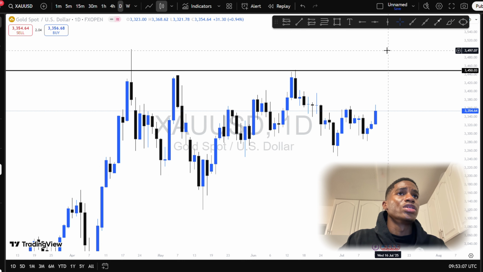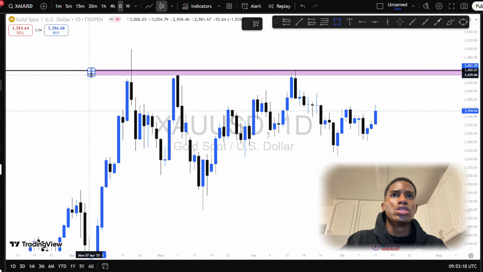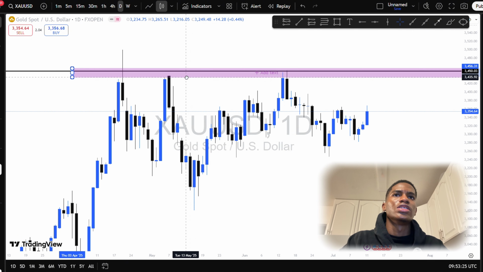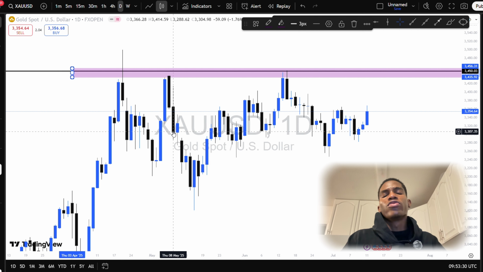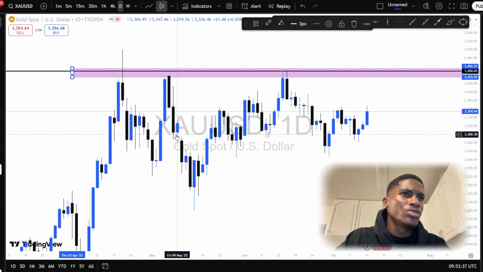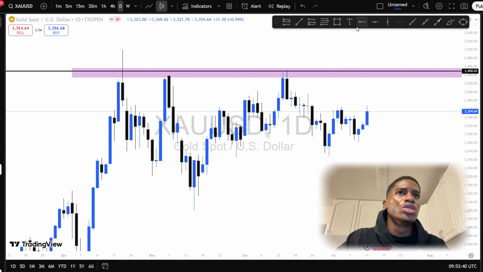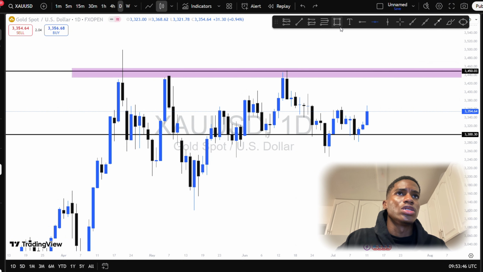So I'm going to get our rectangle. I'll put a shade here too. Okay, this is our resistance right here, as you guys can see. Our next key level zone is going to be our support, which is right here at 3,300. That's another key level zone. So I'm going to put our horizontal line right there at 3,300, and we're going to have our rectangle right here.